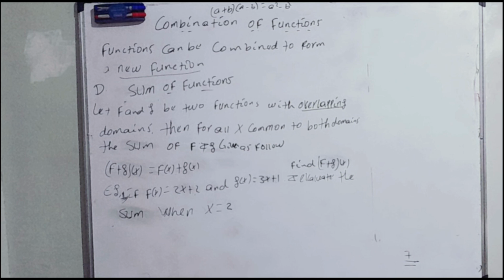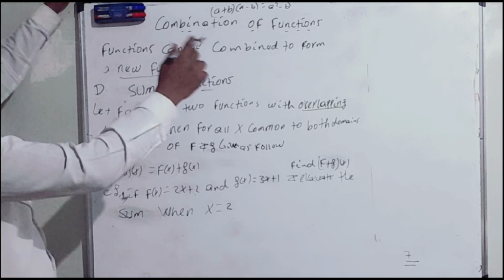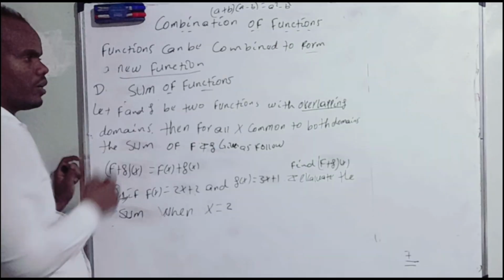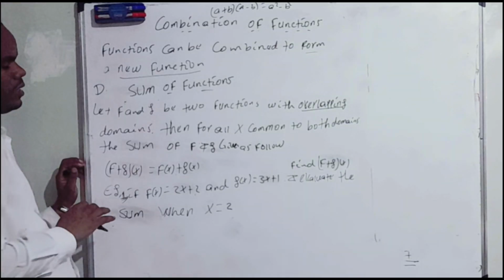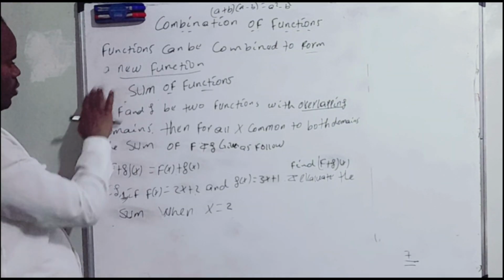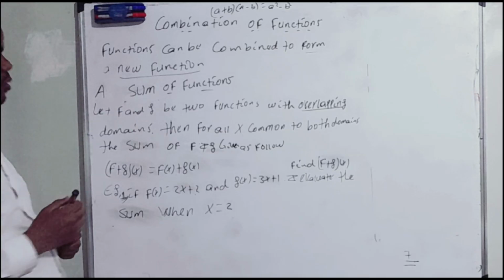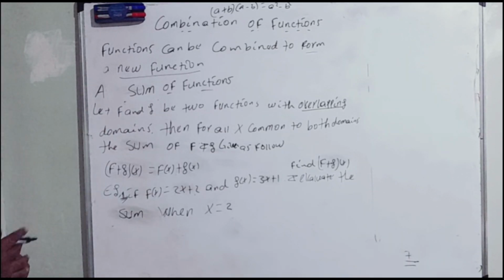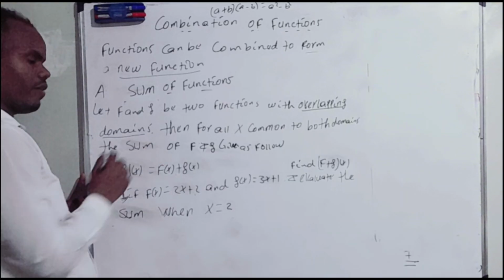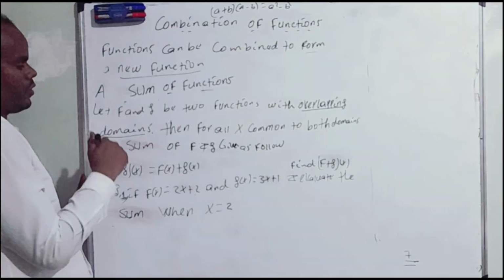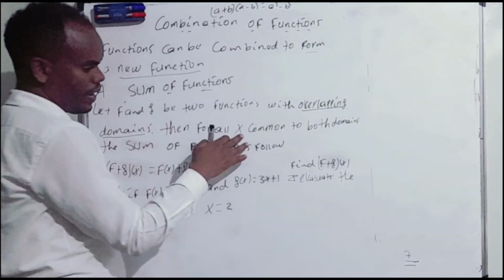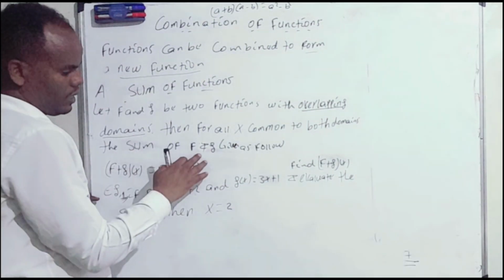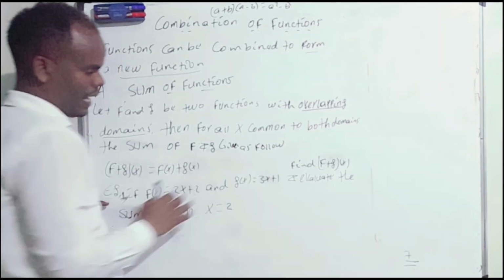Okay, the other topic is the combination of functions. Functions can be combined to form a new function. For example, the sum of functions. Let f and g be two functions with overlapping domain, that is, possible values of x. Then, for all x common to both domains, the sum of the function is given as follows.